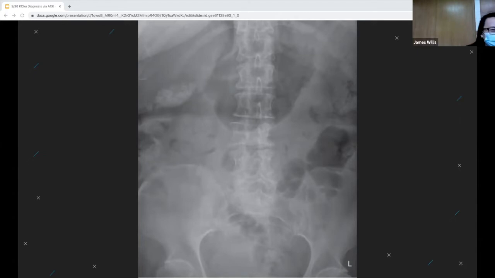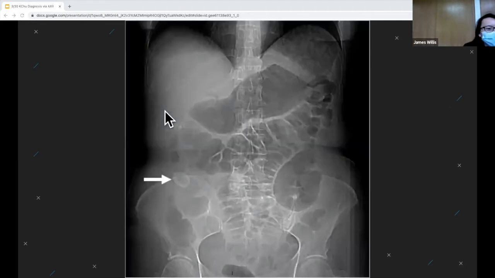Yes, the spine is here. If you look really close, you can sort of see calcifications right here in the right upper quadrant. So this is calcified gallstones. Okay, this is a little easier. I gave you the arrow. Miguel.